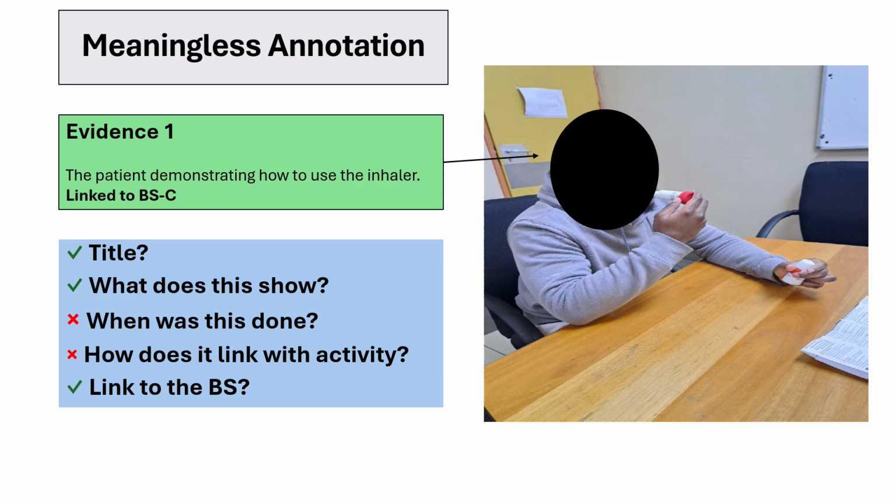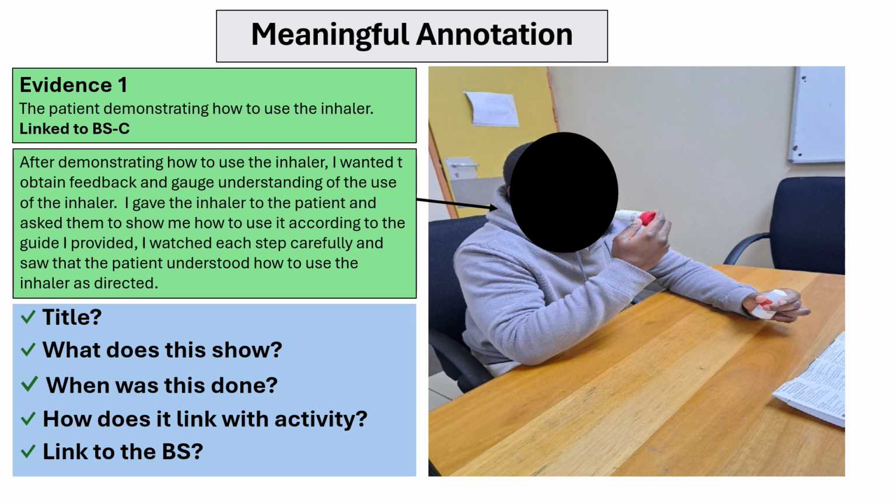So in the evidence that you provide, you are a storyteller. So you need to learn the art. This is a way better story that they are telling. Okay, I can see that this is evidence 1. The patient is demonstrating how to use the inhaler. This is linked to behavioral statement C. And then they are explaining, they're telling more of the story that they're doing.